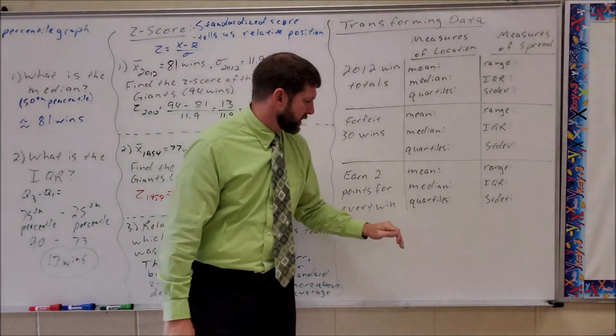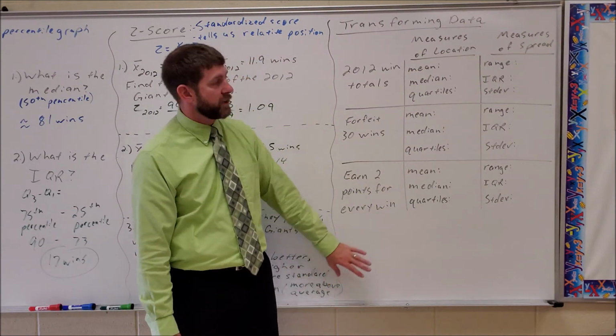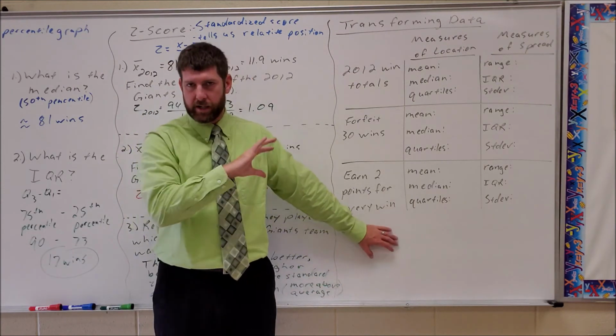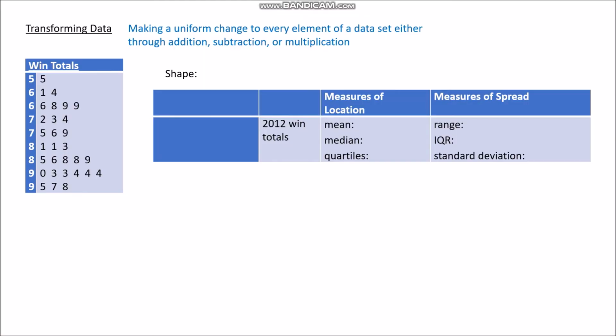All right, so let's jump to the calculator real quick. I want to talk about transforming data. So on your sheet, you've got the three data sets already together, but I'm going to throw them into the calculator. Transforming data means making a uniform change to every element of a data set, either through addition, subtraction, multiplication, or division. Remember, division is just multiplying by a reciprocal. So what we're talking about is making the same change to every single value in the data set. For example, if I had a company and everybody got a $5,000 raise, then all their salaries would increase by $5,000. So that would be a transformation. Everybody gets the exact same change.